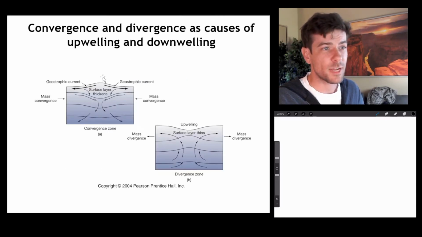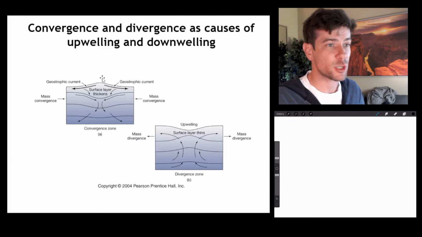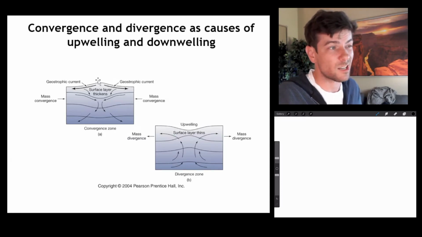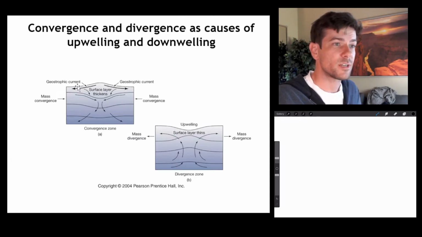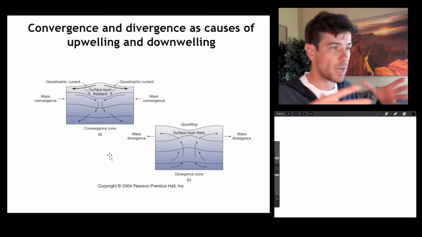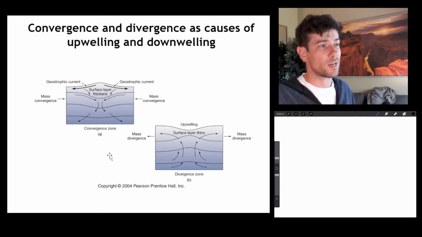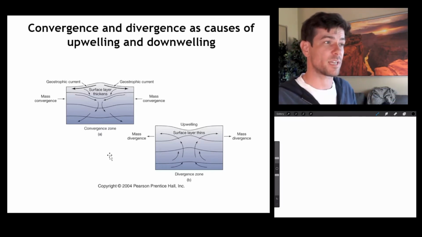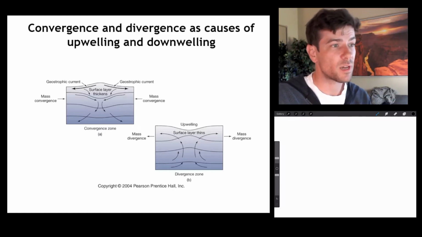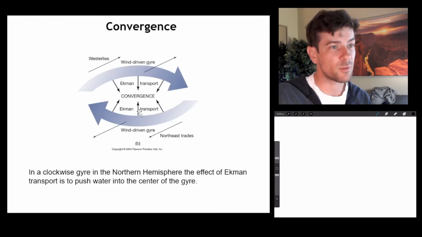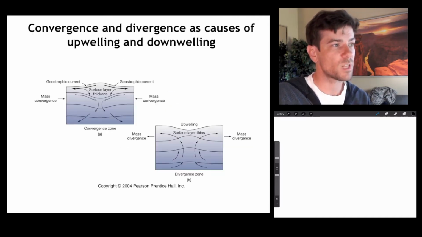It actually creates a little hill of water. You can measure it using satellites, for instance. There's a few meters of difference between the center of the ocean and the edges because of that Ekman transport continually driving water to the center. It drives other things too. You may have heard of a giant raft of trash sitting out in the middle of the Pacific. That's because of this type of convergence there.